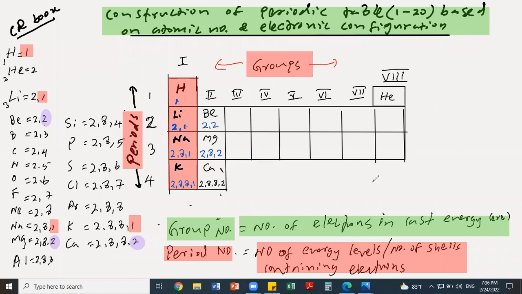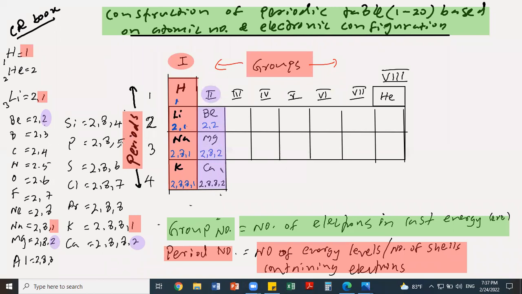So I'll highlight this purple. Why purple? They all have the same number of electrons in the last energy level. Group 1 outermost 1. Group 2 outermost 2. Group 3 means outermost 3.